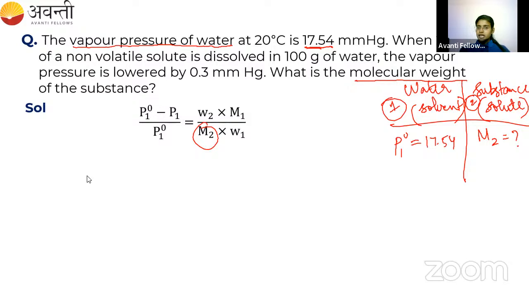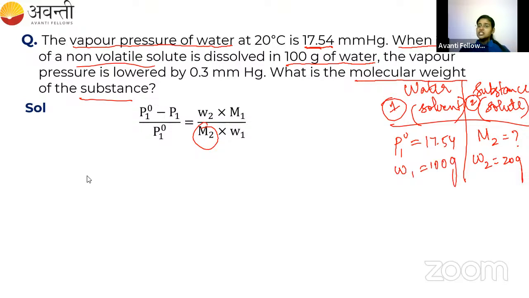Then what else we have? 20 gram of a non-volatile solute. The substance is that solute, so the mass of the solute is 20 gram. If something is given in terms of gram, then it denotes the given mass. If it is dissolved in 100 gram of water, water is the solvent, so 100 gram is the mass of solvent, W1.